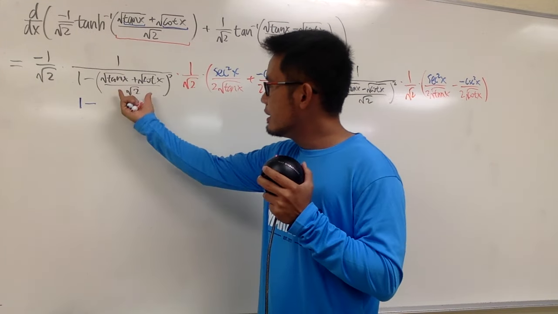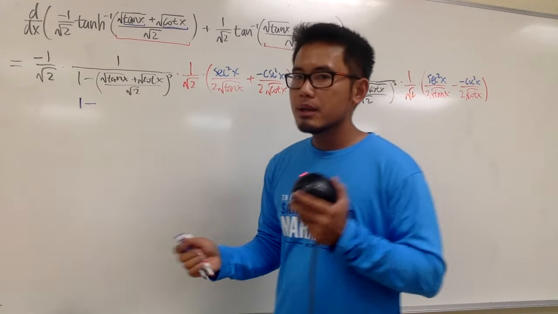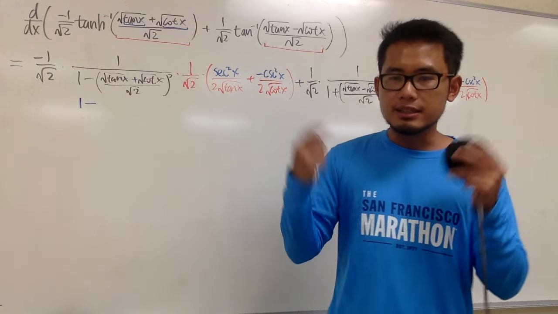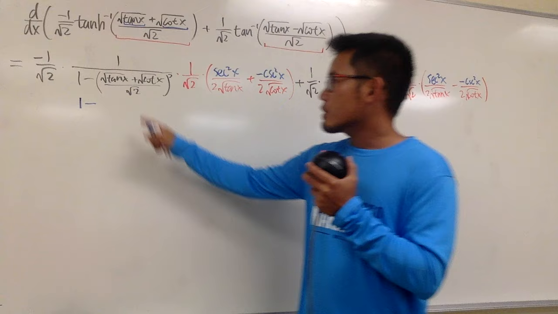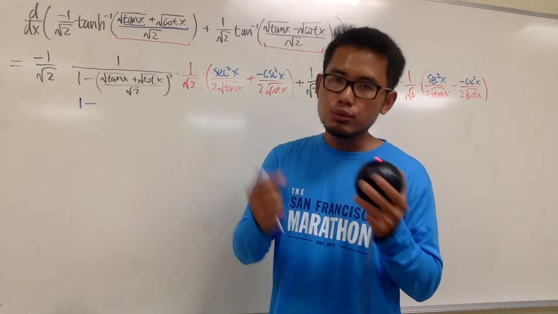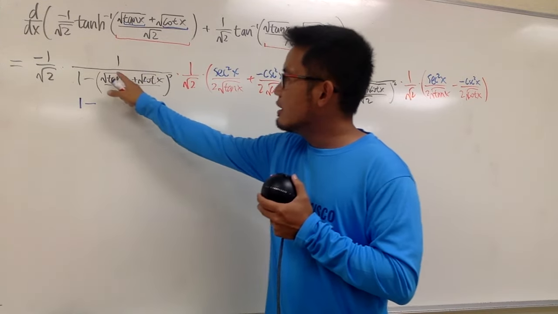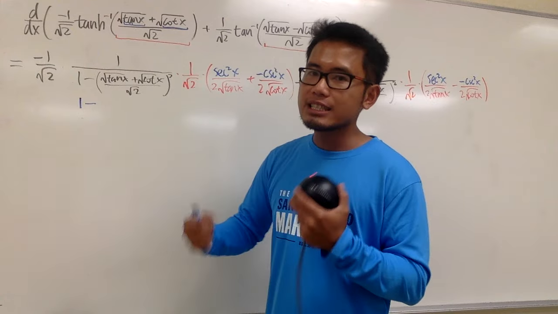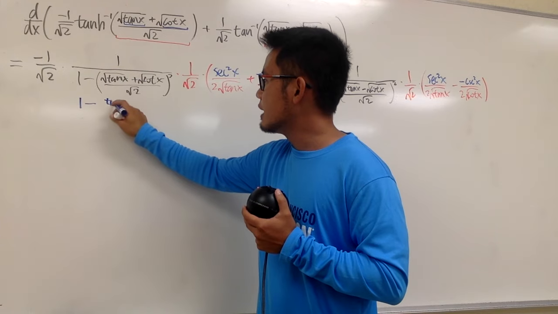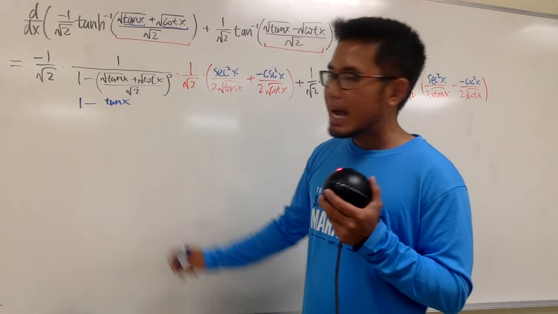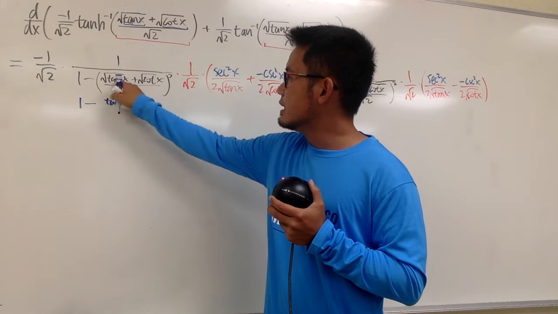Okay, we have this square. On the top, we have two things adding, a plus b and a square, right? Well, we know this is going to be a squared plus 2ab plus b squared. A is square root of tangent x. You take that square, you'll just end up with a regular tangent x, right? And then you add it with 2 times this and that.